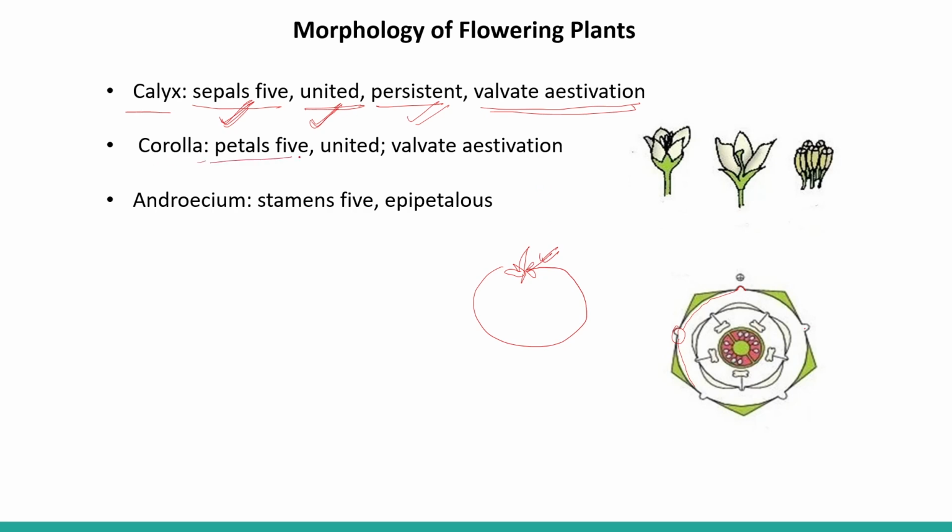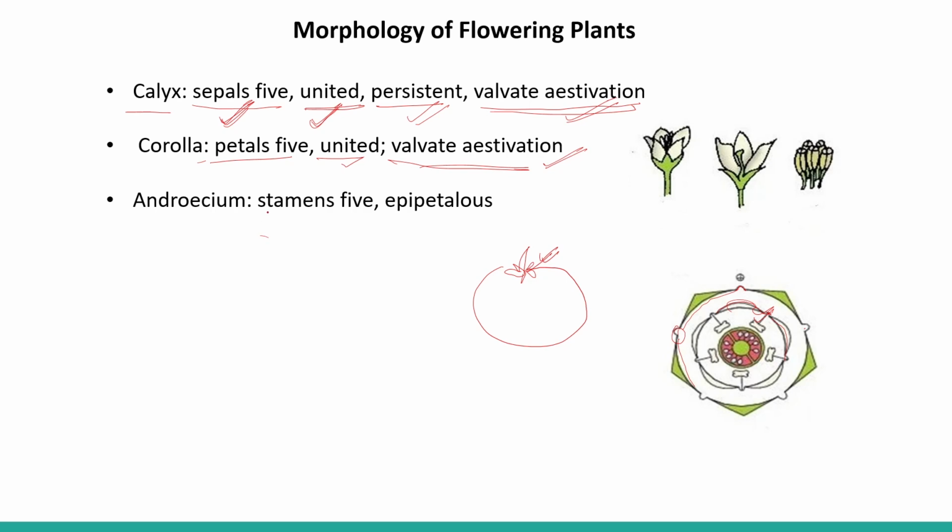Corolla. Petals are 5. They are also united. If you see, they are united but not overlapping, and their ends are free but united. That is showing the valvate aestivation. So valvate aestivation is present in the case of calyx as well as corolla.